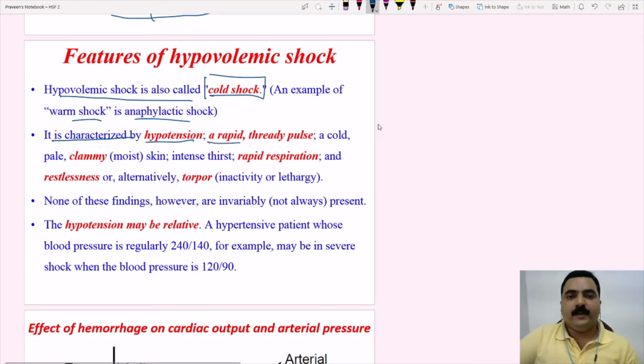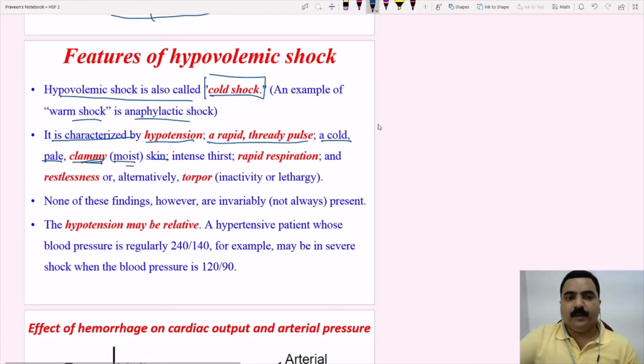So how will you see the pulse? The pulse will be rapid and thready pulse. Okay, thready because there is no volume to feel there, so it looks very thready in nature. So that going up and down feel won't come because there is less volume, so it will be rapid but it will be a thready pulse. Okay, so a cold, pale, clammy skin, moist skin, because there will be increased sympathetic output, and the increased sympathetic output will cause increased sweating, etc. So that's why the skin is very clammy. Okay, but the skin will be cold and clammy in nature.